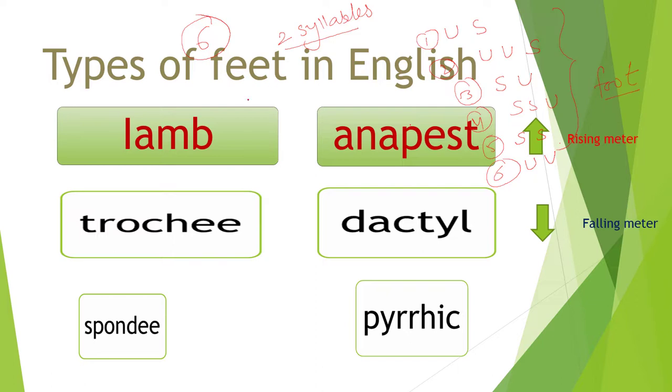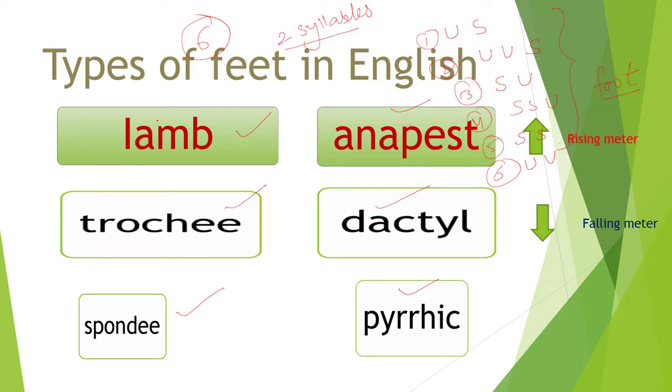Now the foot can be iamb, anapest, trochaic, dactyl, spondee, or pyrrhic. Initially, these words may seem strange or weird, but if you listen to them two or three times and understand them, they are very easy to understand. Iamb is a foot, anapest is also a foot, trochaic is a foot, dactyl is a foot, spondee is a foot, pyrrhic is a foot. But they are different in the sense that they have different combinations of stressed and unstressed syllables.